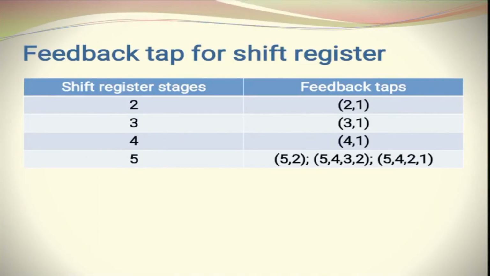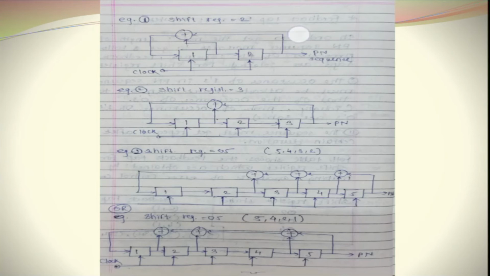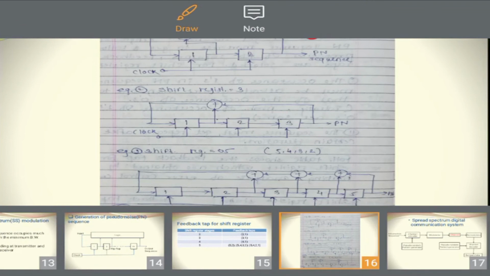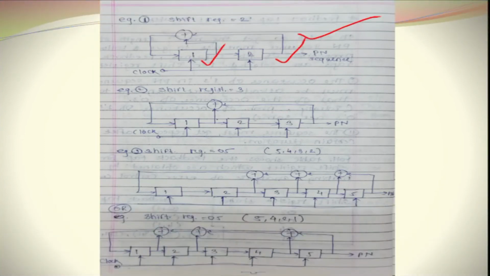Now if the total number of shift registers is 2, then we can provide the feedback taps at 2 and 1. So what do we mean by 2 and 1? This is the basic diagram, and we are providing tapping at 2 and 1. 2 and 1 means we are taking the output of the first shift register and the second shift register and connecting them to the XOR gate. So the output of the first shift register and second shift register goes to the XOR gate.